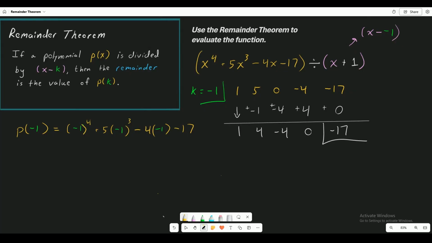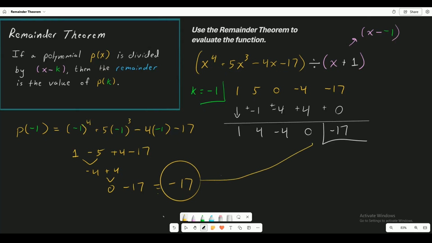So negative 1 to the 4th power is just positive 1. When it's raised to an odd power, it's negative. So 5 times negative 1 cubed is the same thing as 5 times negative 1, which is negative 5. Negative 4 times negative 1 is positive 4, minus 17. 1 minus 5 is negative 4, plus 4 is equal to 0, minus 17. Negative 17 is our answer, just like we calculated.